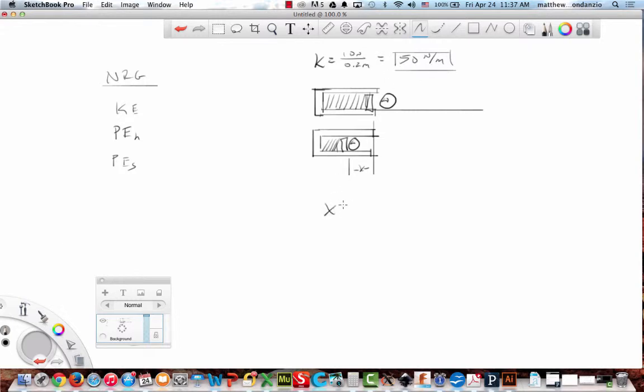If I compress that 0.15 meters, I'm going to ask you two things. What's the force required to compress it that amount? And how much energy is stored in the spring? Again, force equals kx, the force of a spring, and the PE of a spring is equal to 1/2 kx squared. Quickly do that. In 30 seconds to a minute, figure out the force of the spring and the PE of the spring. Go.